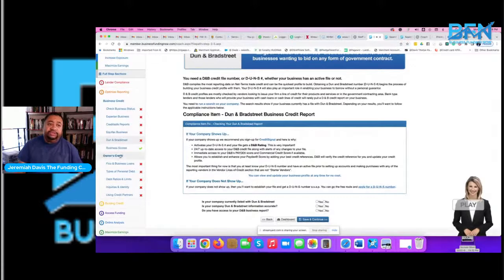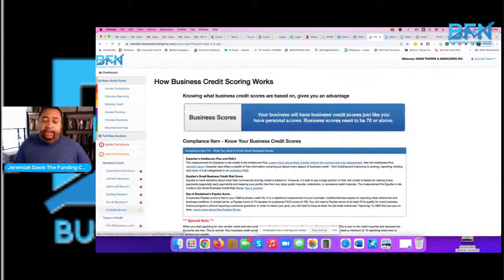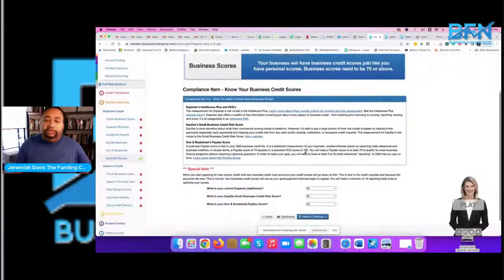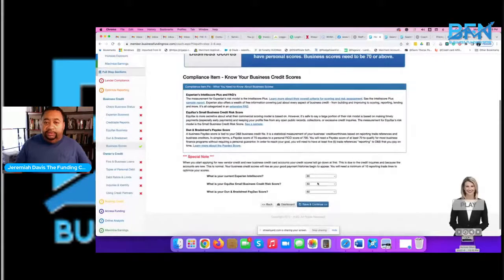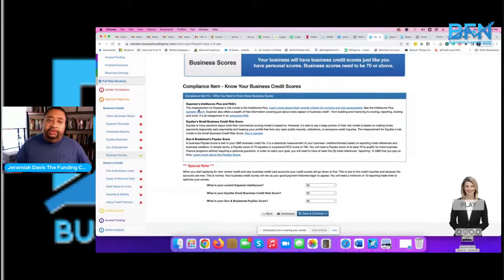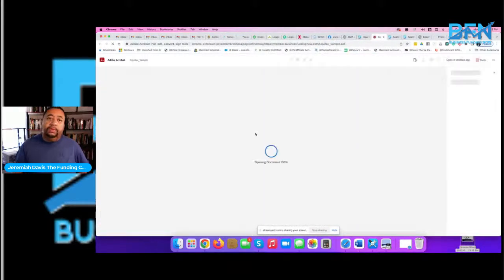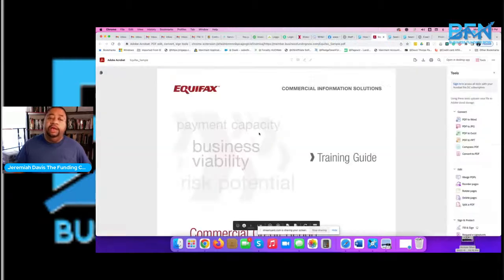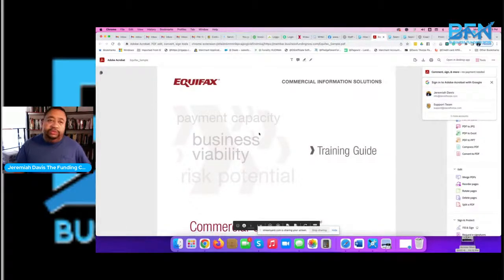Okay, business credit scores. Let's talk about it. Here's business credit scores. You select this. If you have business credit scores, you know what their scores are. You can add them to the scan. Here's some information about the Experian Intelligence score and about Equifax business credit score risk. You can view samples here. Click on it, it brings up the PDF, and we're going to teach you how to use these.